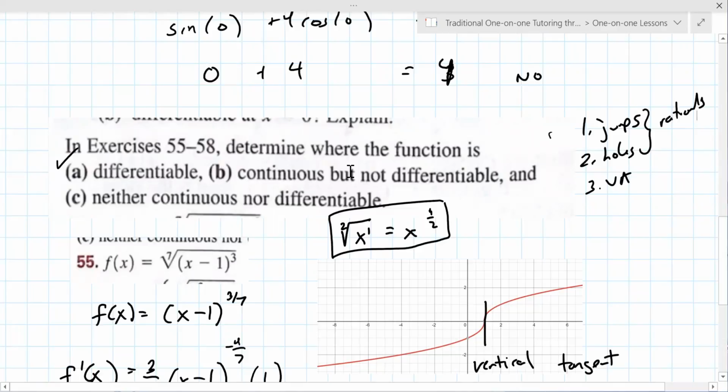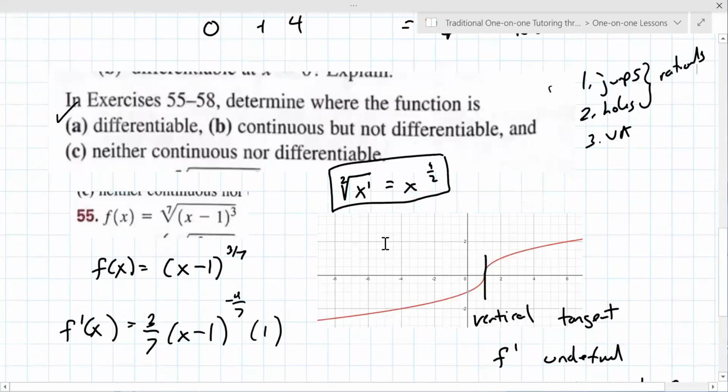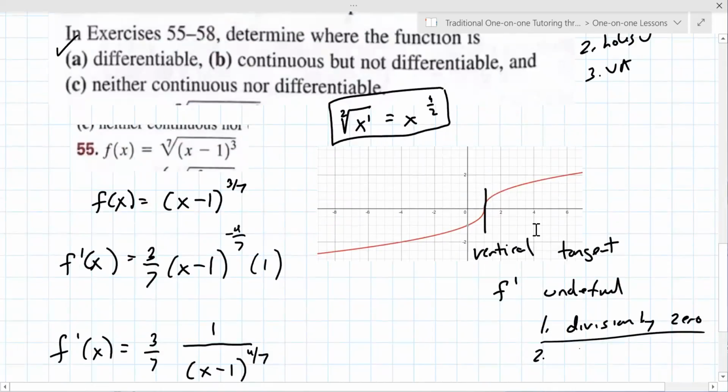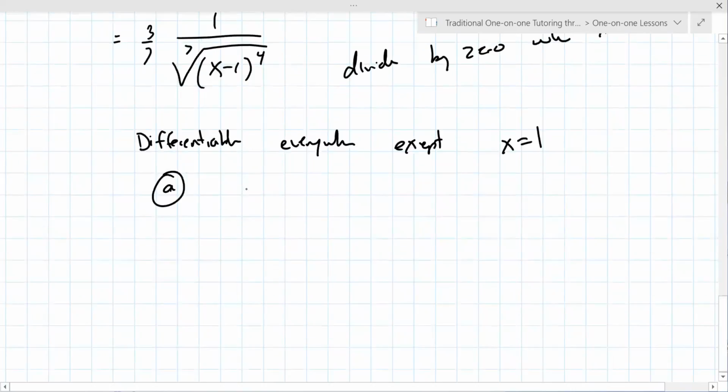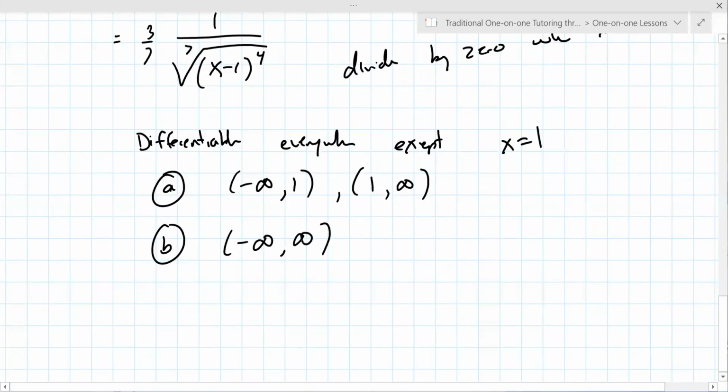Okay. So to answer part B, continuous but not differentiable: it's continuous everywhere, and the only place it's not differentiable is at 1. So the answer to A, let me write it the right way, is minus infinity to 1, comma, 1 to infinity, and B is minus infinity to infinity. That means everywhere. Okay, so that's that.